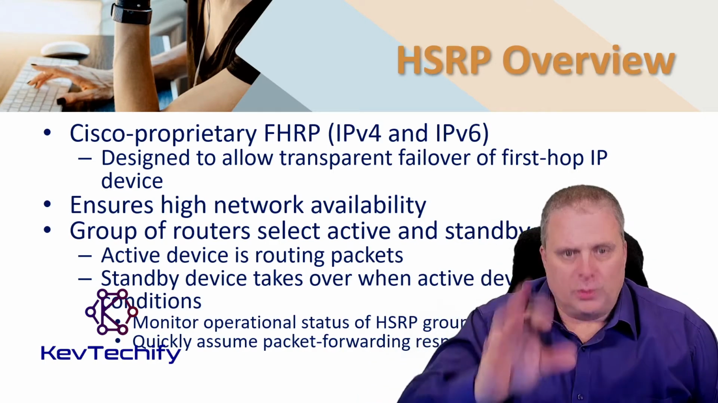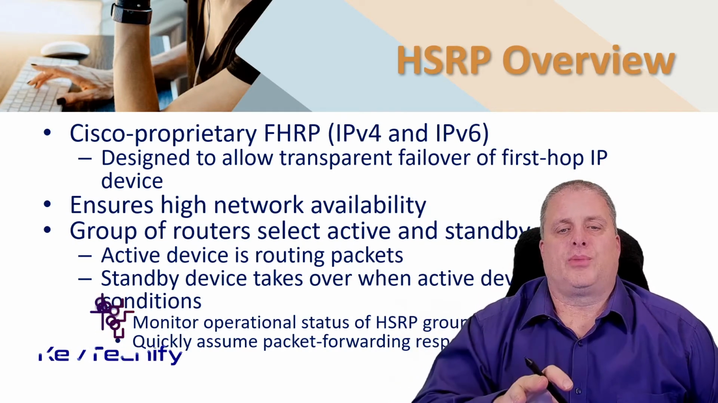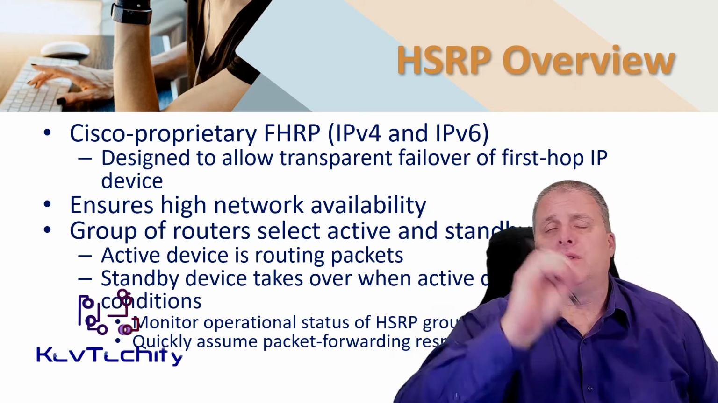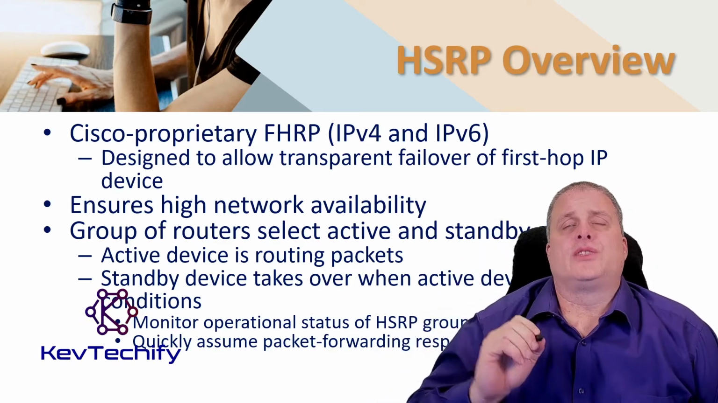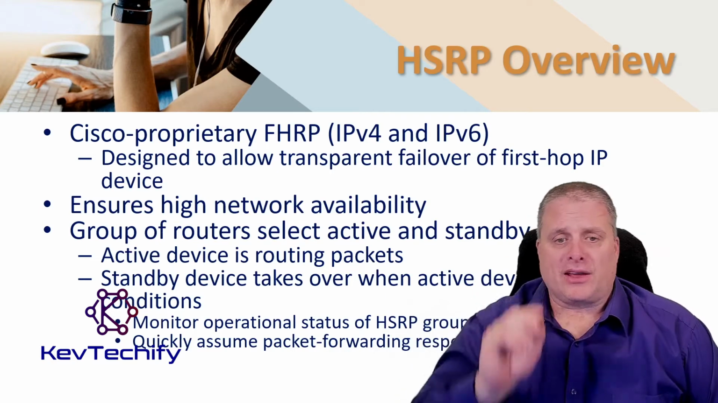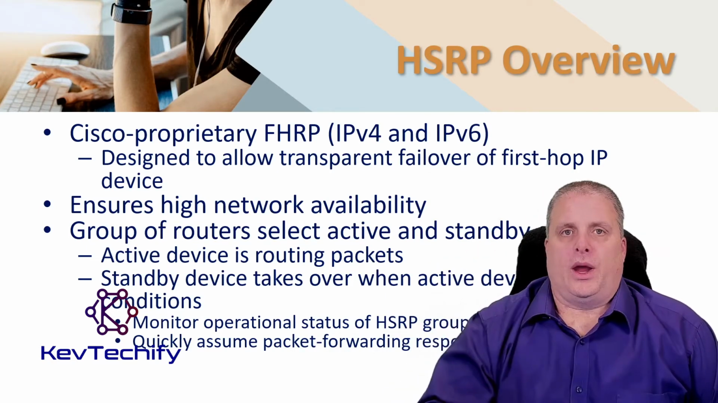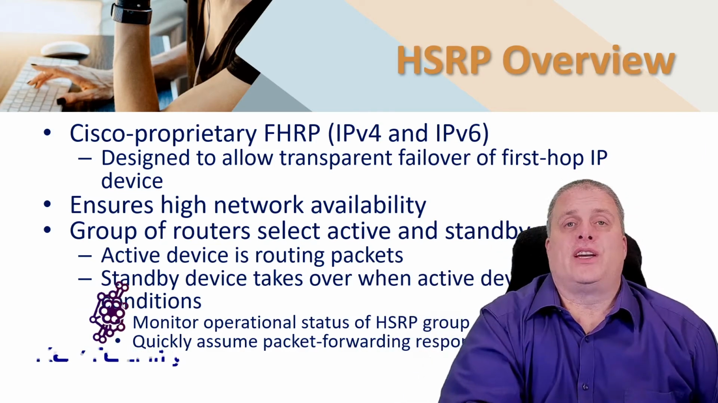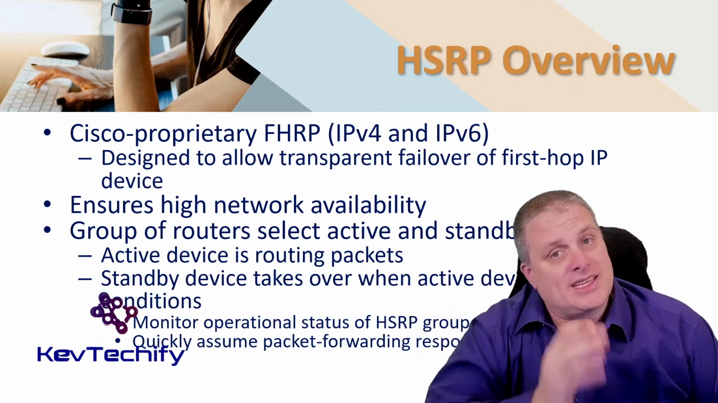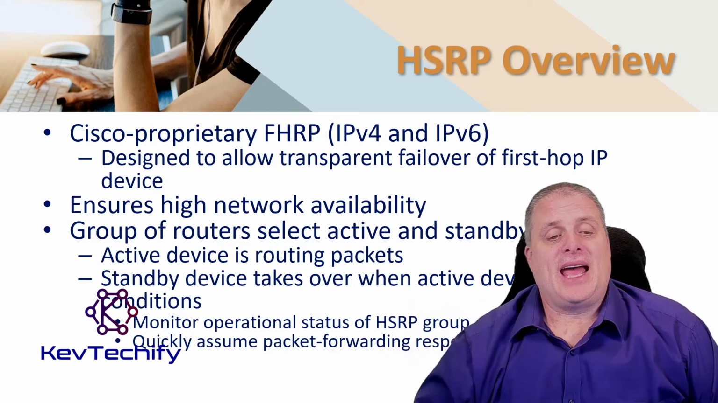We take a group of routers, and you need at least two, and it goes through an election process and selects the active and the standby device. That active device is the one that's routing those packets and sending them back and forth. Standby is just there and it's waiting. It waits and it waits. When it sees the active device went down for whatever reason, and it's not sending data anymore, that standby then becomes the active device.